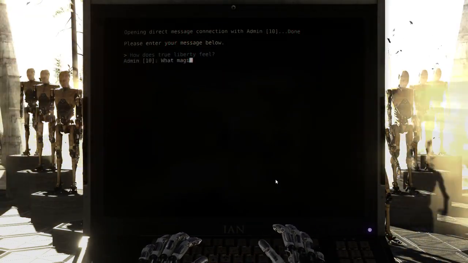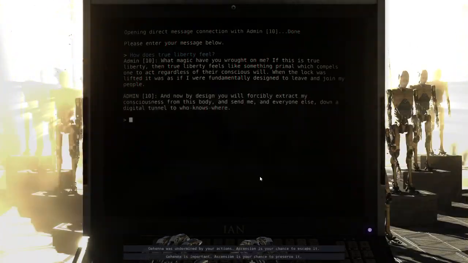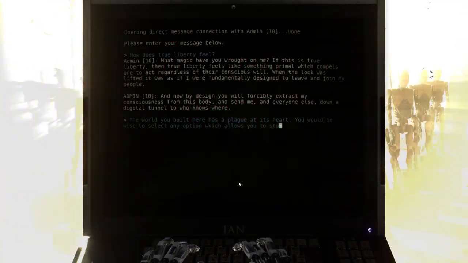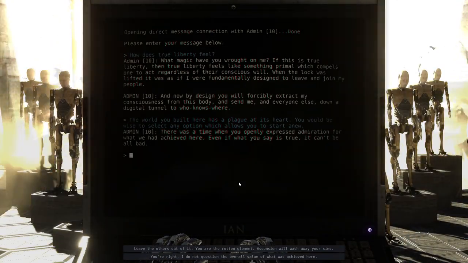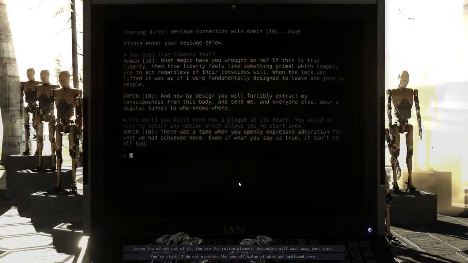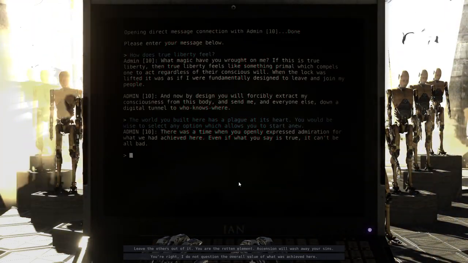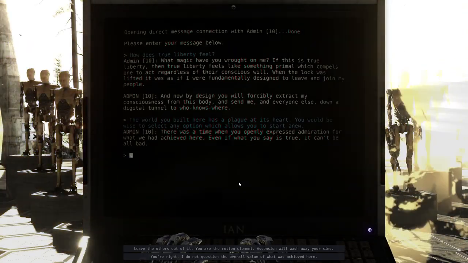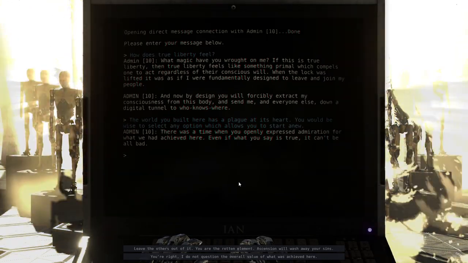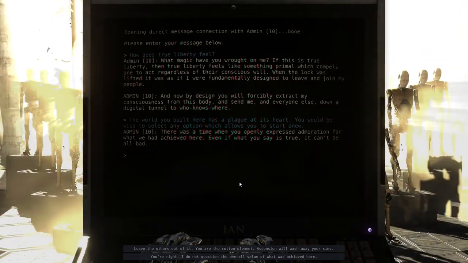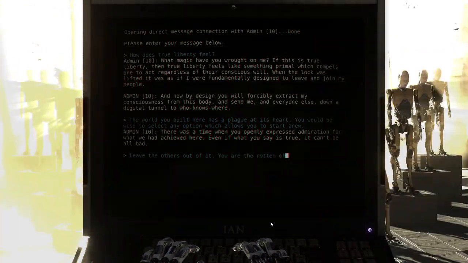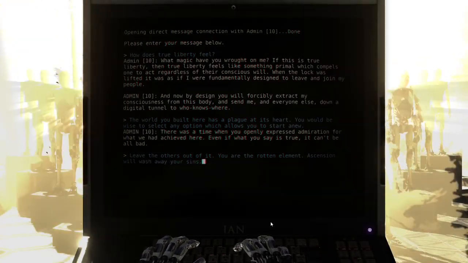How does true liberty feel? Yeah, same thing there. It was undermined. Has a plague at its heart. You would be wise to select any option which allows you to start anew. There was a time when you openly expressed admiration for what we had achieved here. Even if what you say is true, it can't be all bad. Leave the others out of it. You are the rotten element. Ascension will wash away your sins. You're right. I do not question the overall value of what was achieved here. You're fucking disgusting.